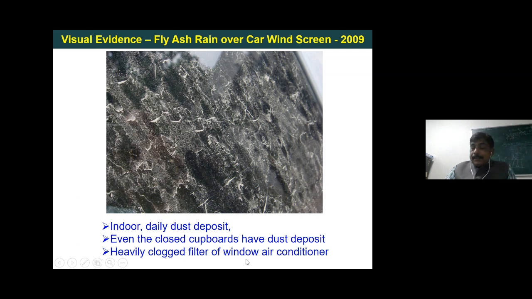Then the air conditioner filters. After summer, when you clean, or before summer, when you maintain your air conditioner, open the filter. Don't just go on washing it. Gradually remove the dust collected on it and subject it to EDXRF analysis. You will find what all the chemical constituents are, which will help you identify the possible source of that dust. Is it from the vehicle or from some industry in the region?